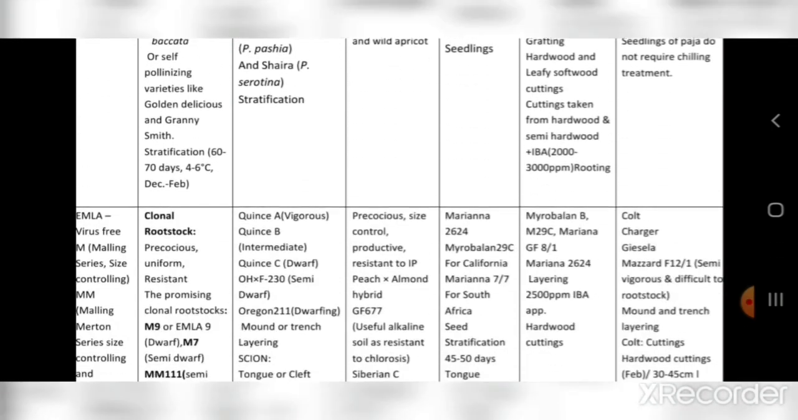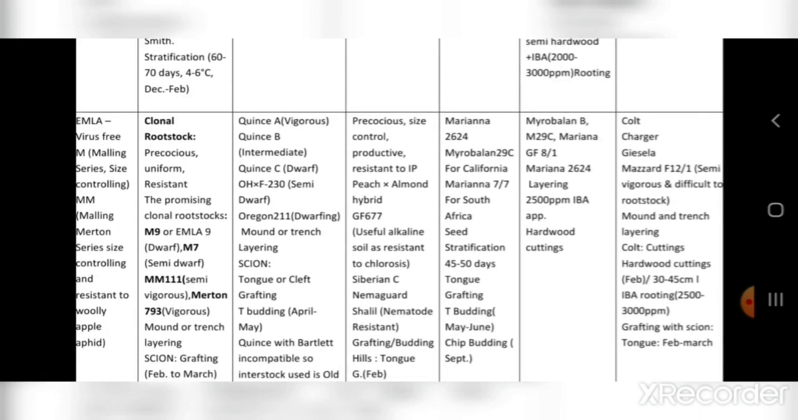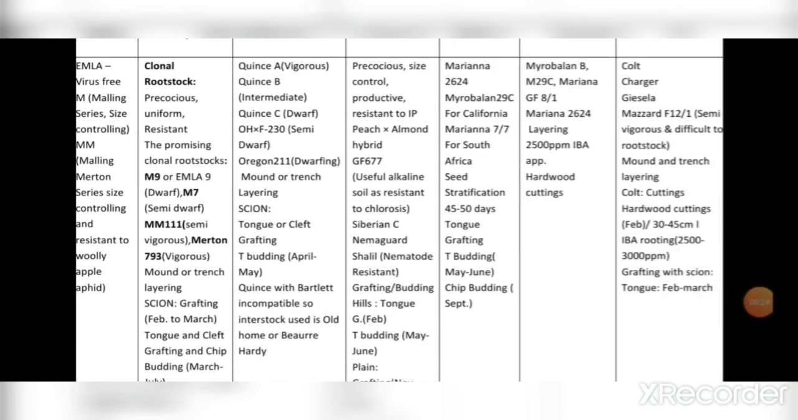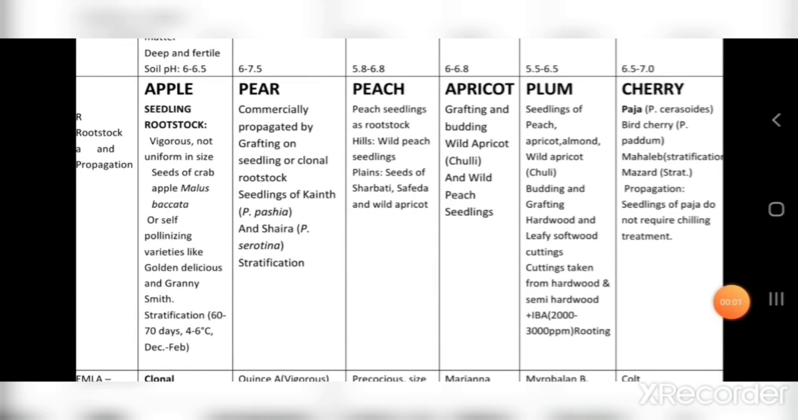Then comes the pear. Here Quince A, that is vigorous. Quince B rootstock, that is intermediate. Quince C is dwarf. OH x F 230 is semi-dwarf. Oregon 211 is dwarfing. Mound layering or trench layering. And in case of scion, tongue or cleft grafting can be done. T budding, April to May can be performed. Quince with Bartlett is incompatible. So we have to use interstock, that is the centermost portion which is used, that is Old Home or Beurre Hardy.